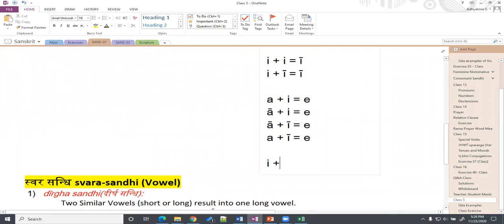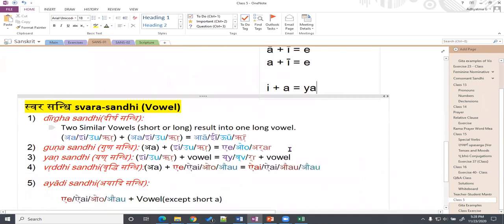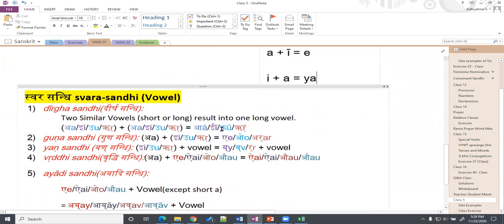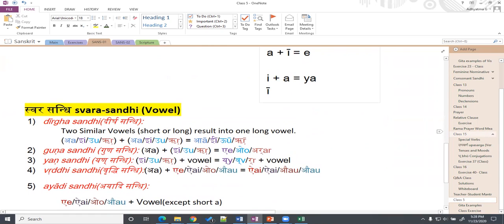Ikara plus Akara becomes Yakara plus Akara. But we will write it as one, Yakara. So you see here, in Yana Sandhi, Ikara plus vowel, the second vowel is not changed. Only the Ikara changed to Yakara. The other case is that if it is a long vowel, it also remains the same, because whether Ikara is short or long, it changes into Yakara.